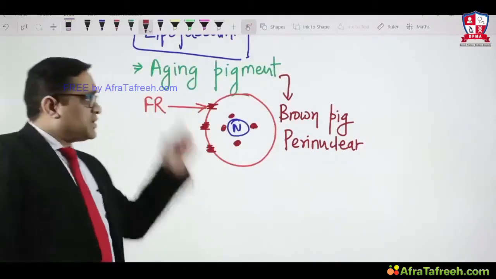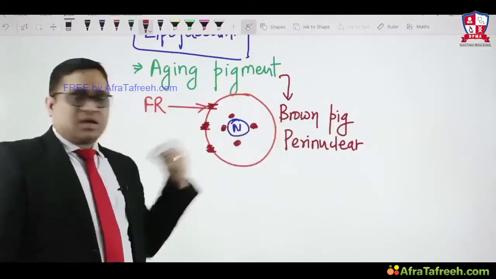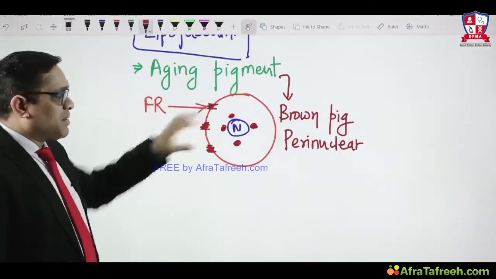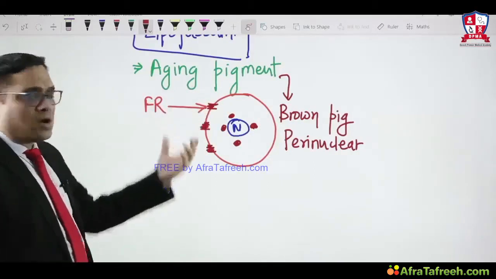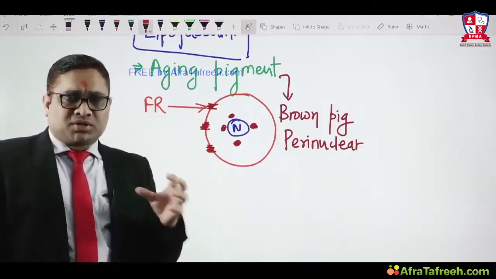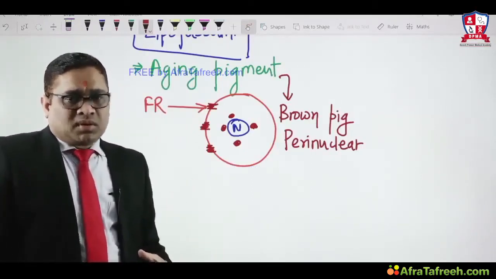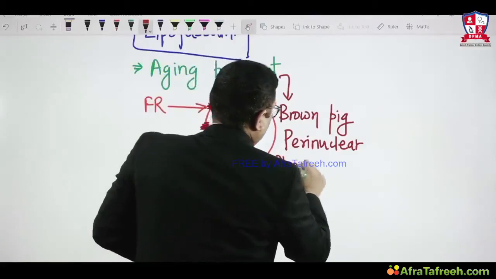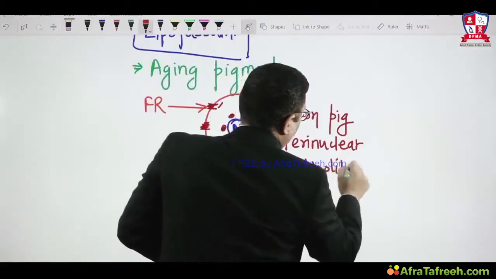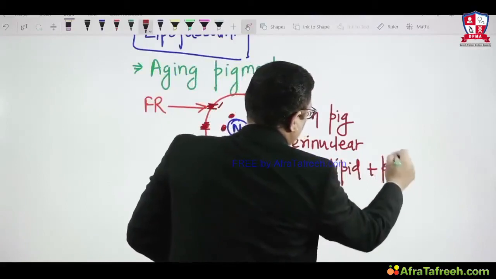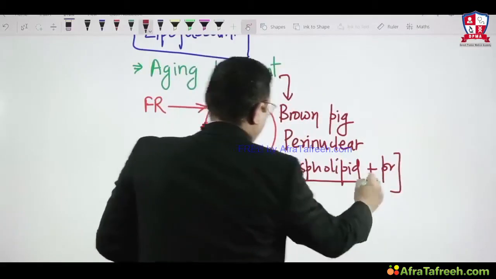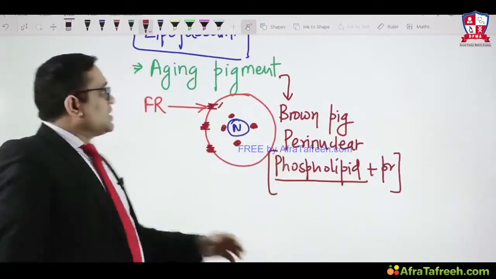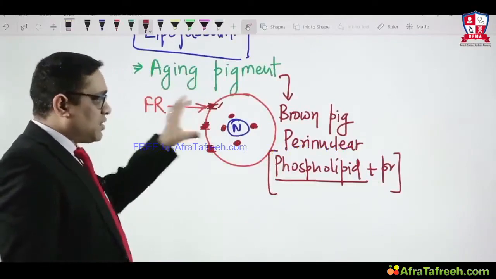So what is lipofuscin? Aging pigment, brown pigment, perinuclear location, because of the free radical causing damage of the cell membrane. If cell membrane has been damaged, automatically we can understand what will be the constituent of the lipofuscin. If it is a cell membrane, it will be made up of phospholipid plus proteins. Phospholipid is the dominant thing present in the lipofuscin. So it is a brown, perinuclear pigment consisting of phospholipid formed by the free radical damage. This is called aging pigment, right?